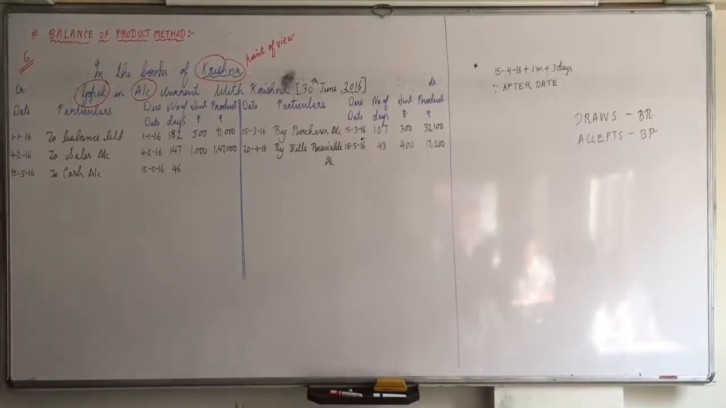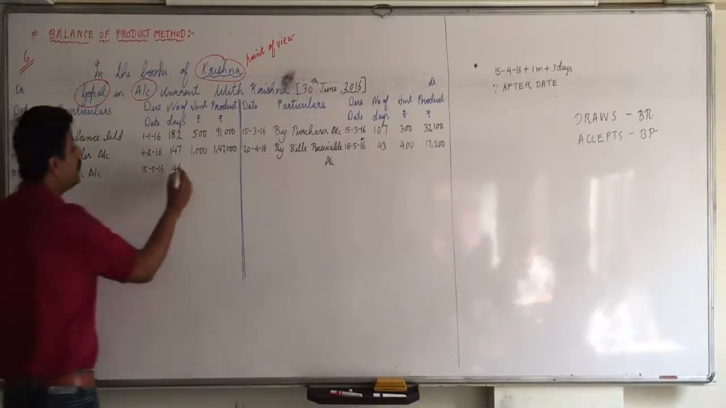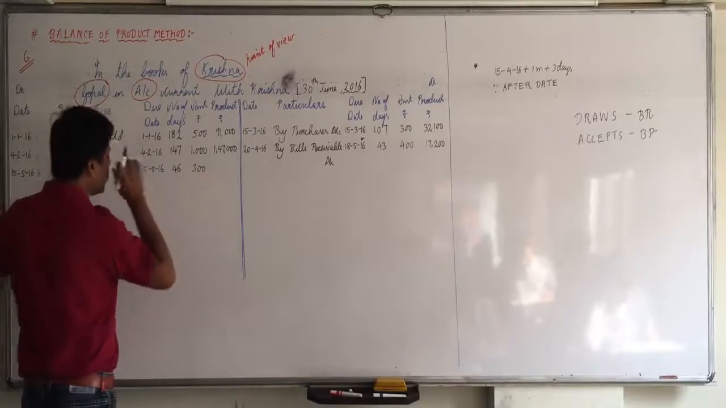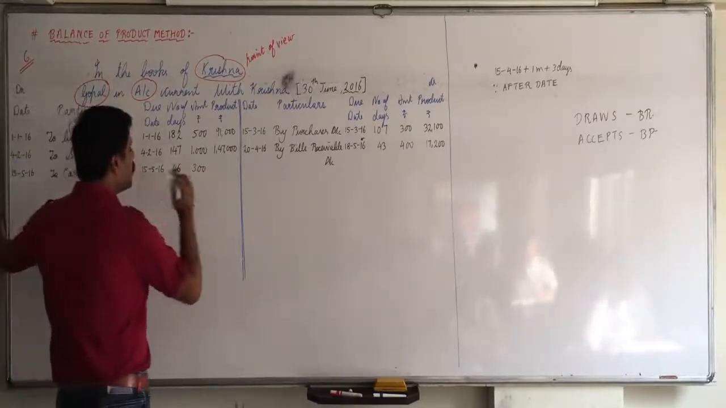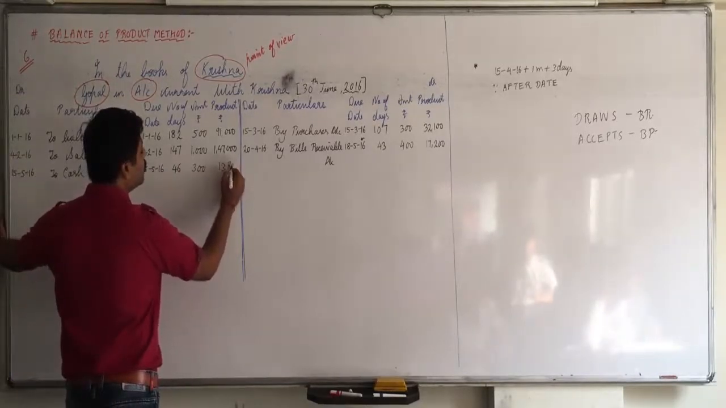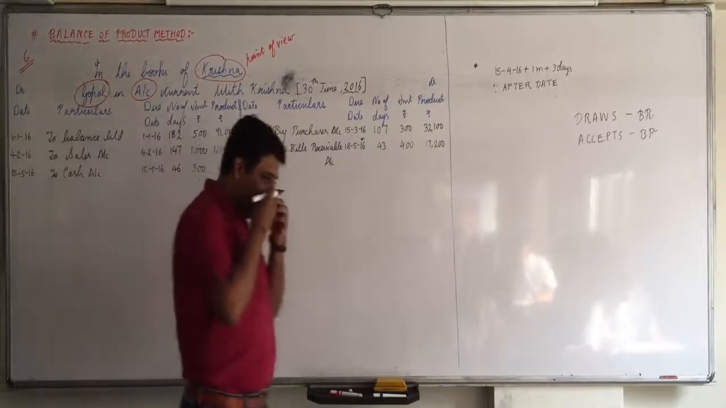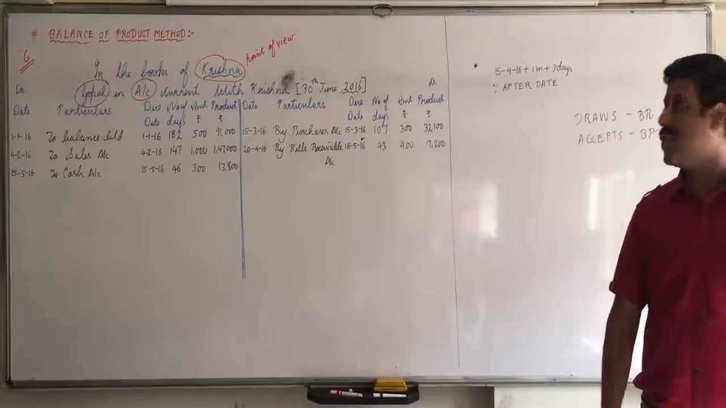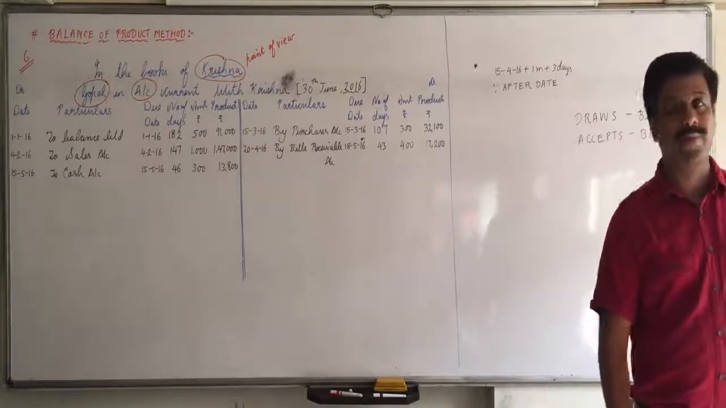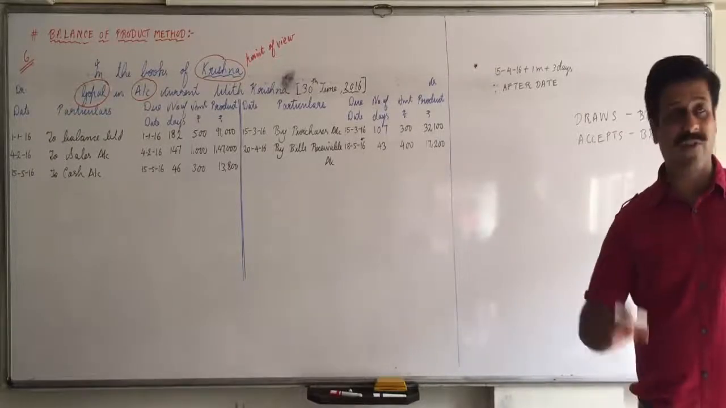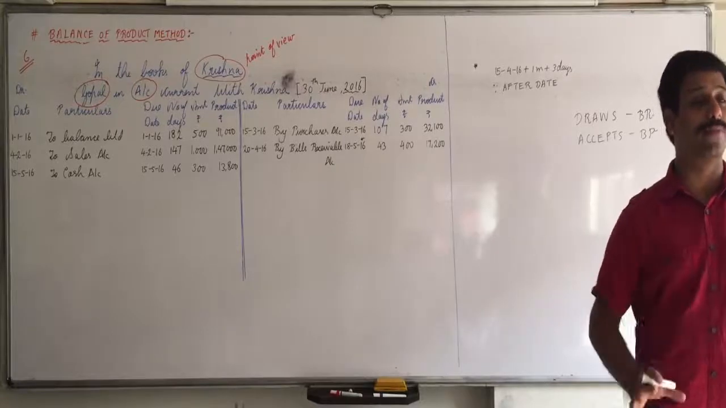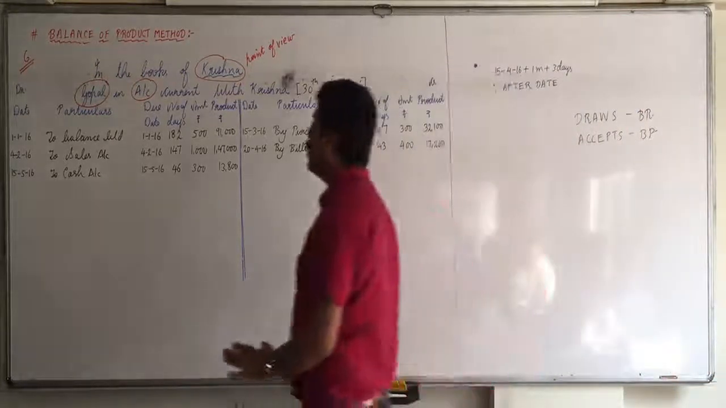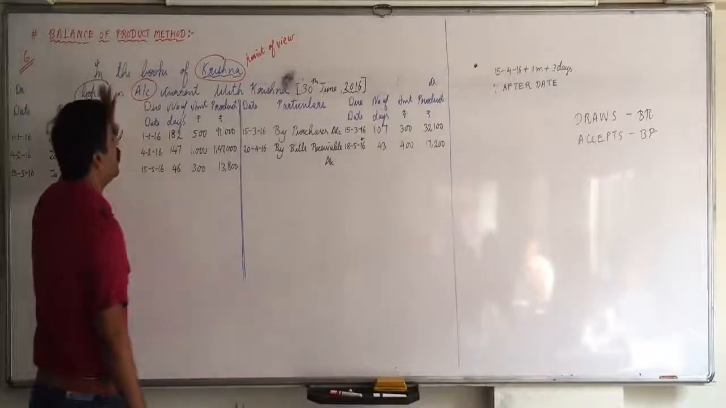Amount is 300. 46 into 300, 13,800. So up till here it's as usual we have been doing in other questions. The only thing, instead of interest we count product. So every time we don't have to count the interest. Now first we will do the balance of product column. Okay, first we will do the balance of product column.